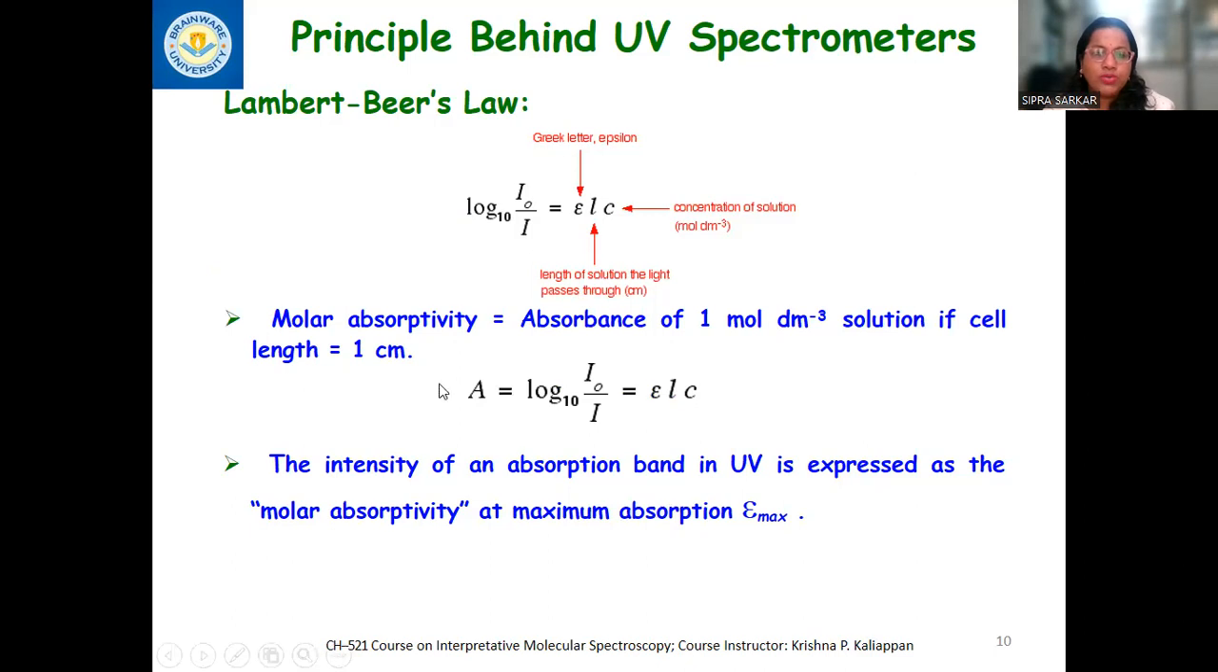So molar absorptivity, what is molar absorptivity? It is the absorbance of 1 mole of the solution per cubic decimeter when the light has to pass through a 1 centimeter pathway in the sample cell. That is known as the molar absorptivity. The intensity of absorbed light in UV is expressed as the molar absorptivity, the maximum absorption, epsilon max. That means the intensity of a particular compound in the UV range is expressed as the molar absorptivity. It is the maximum absorption, epsilon max. That means maximum concentration will be absorbed.